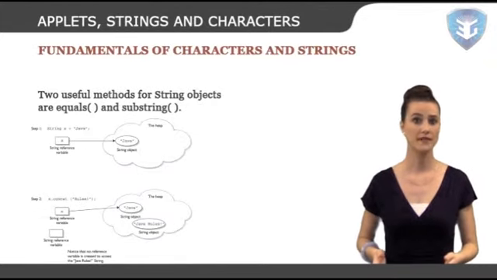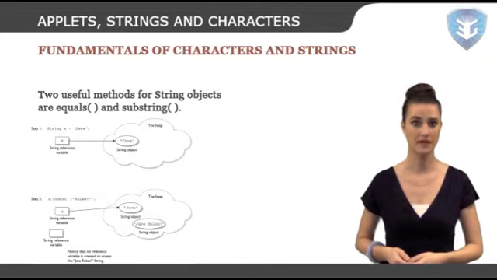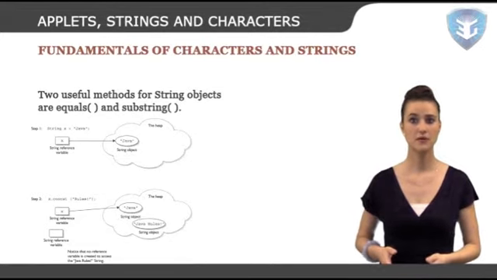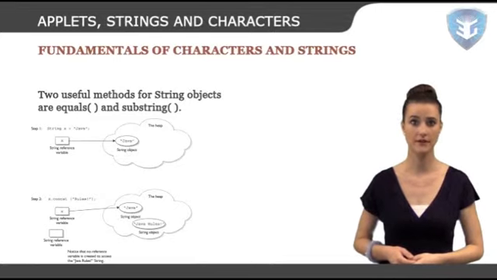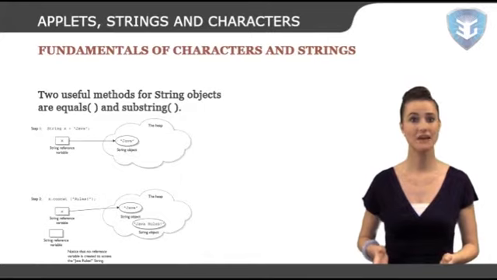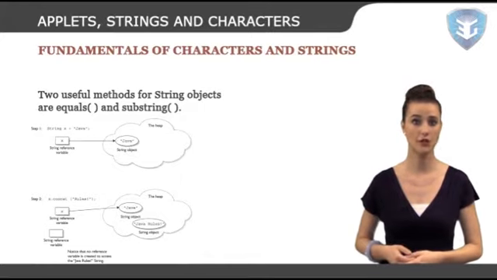Two useful methods for String objects are the equals method and the substring method. The equals method is used for testing whether two strings contain the same value. The substring method is used to obtain a selected portion of a string. java.lang.String class creation. A simple string can be created using a string literal enclosed inside double quotes as shown here.